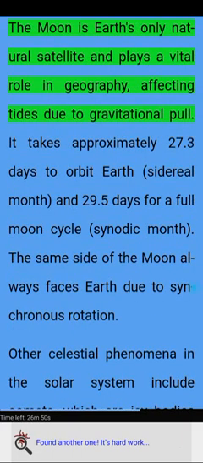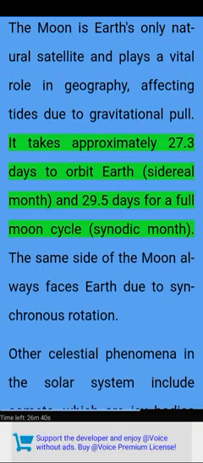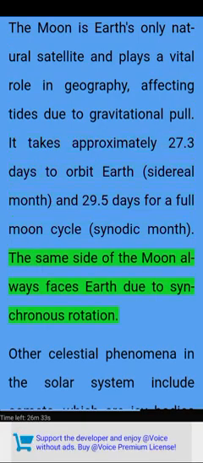The moon is Earth's only natural satellite and plays a vital role in geography, affecting tides due to gravitational pull. It takes approximately 27.3 days to orbit Earth, the sidereal month, and 29.5 days for a full moon cycle, the synodic month. The same side of the moon always faces Earth due to synchronous rotation.